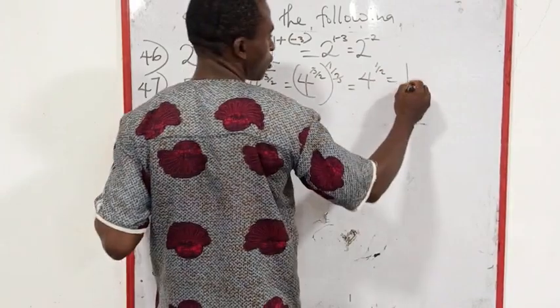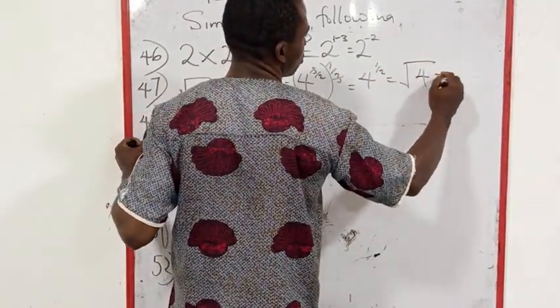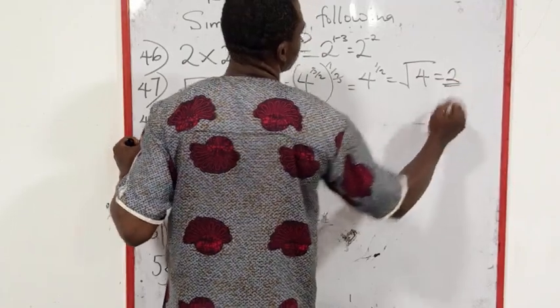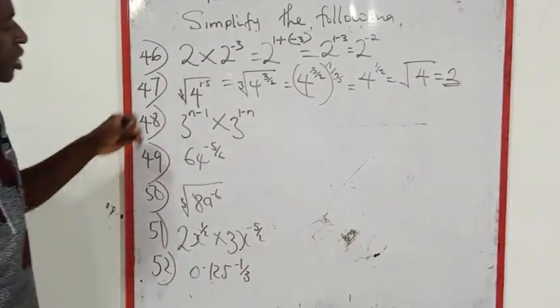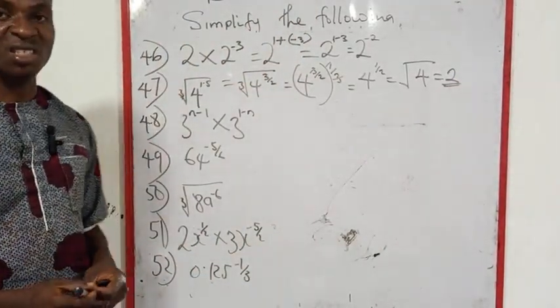This one means square root of 4, which is equal to 2. Our answer is equal to 2. Look at how it was looking as if it was a square root. Simple question.